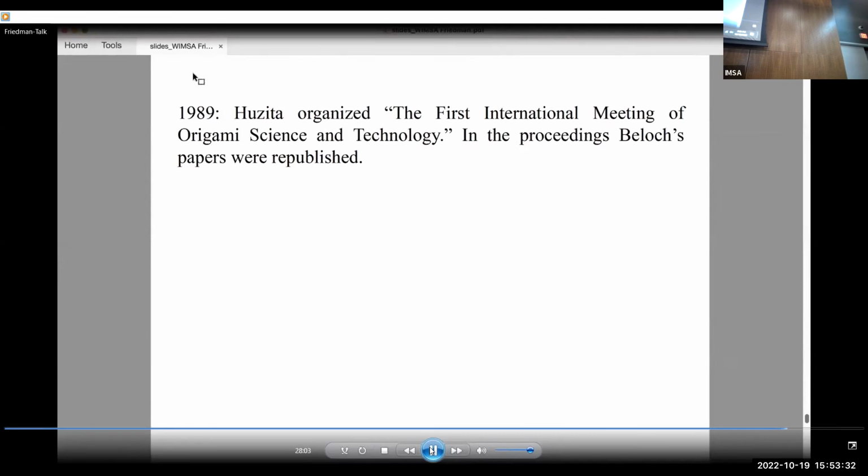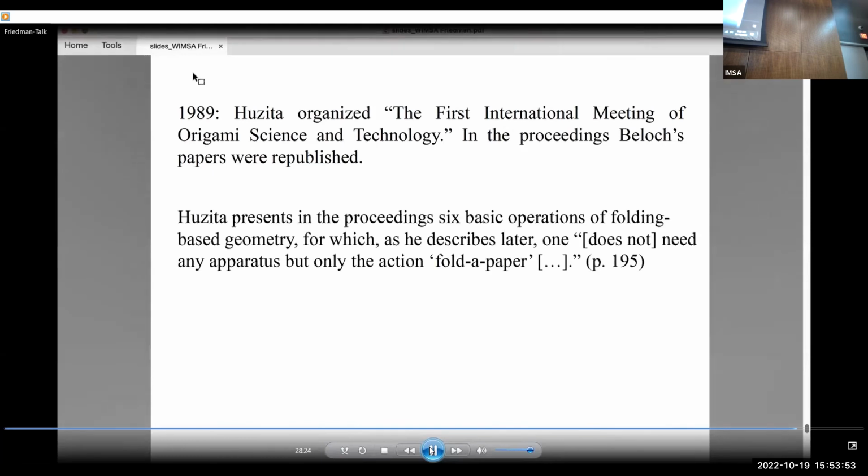To slowly conclude my talk, I would like to present one example from these proceedings. This example consists of one of the modern approaches to folding-based geometry, axiomatization. In one of the papers in these proceedings, Rosita presents 6 basic operations of folding-based geometry for which, as he describes later, one does not need any apparatus, but only the action of folding the paper. These 6 operations are as follows.